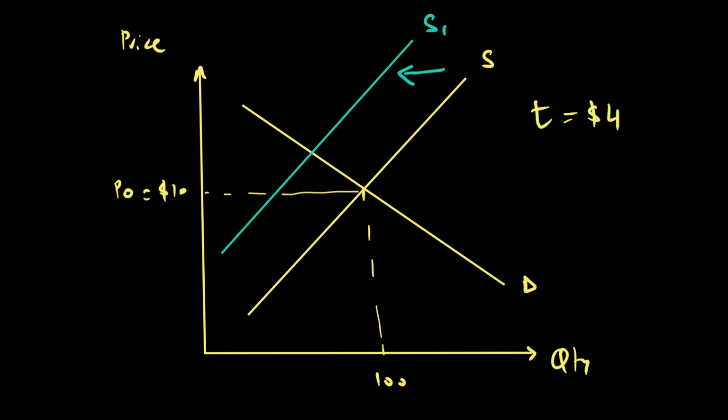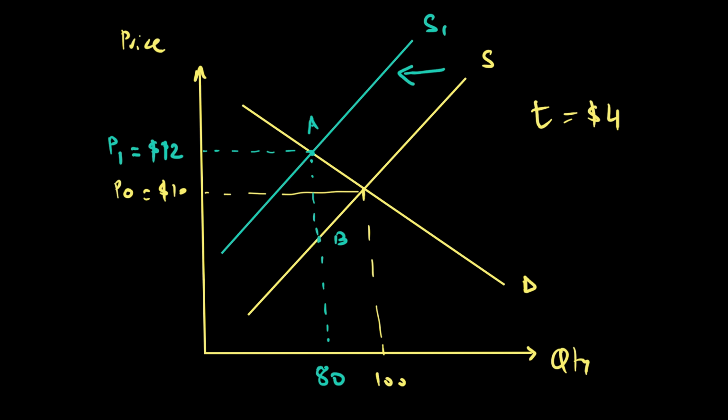So this vertical distance will be seen through the new equilibrium price. Let's say the new equilibrium price is P1, and let's say it's $12, and I'll talk about why it's going to be $12 in a little while. But this distance, for example A to B, is our amount of the tax, and let's say the new quantity is now going to be 80 units.